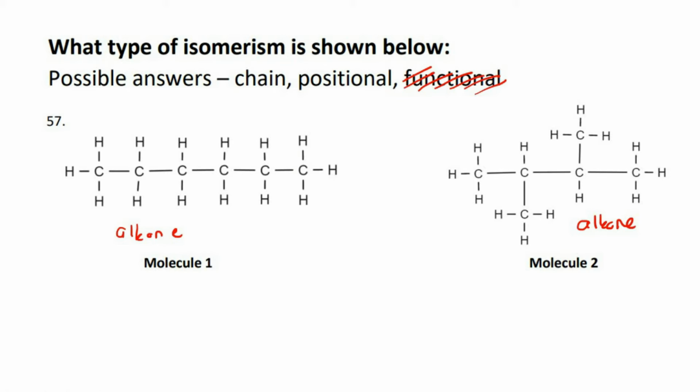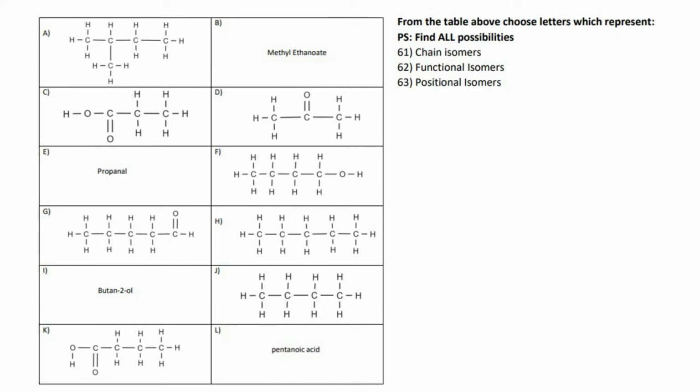If you look at the main chain, this one is 1, 2, 3, 4, 5, 6. This one is 1, 2, 3, 4 for the longest chain. So that's different, and that's the answer. This is going to be chain isomerism. So here we have a table, and from that table we need to answer some of these questions. The first question is find chain isomers. So we need to find all chain isomers.